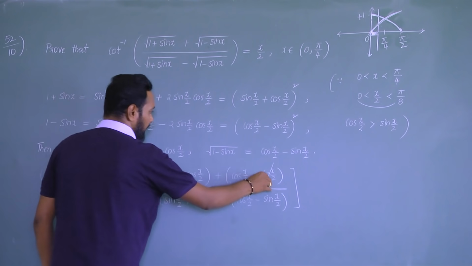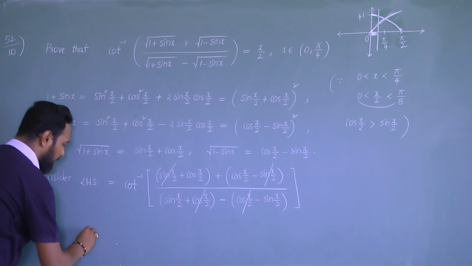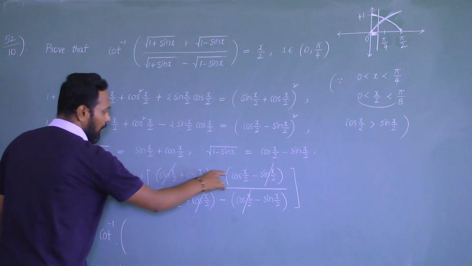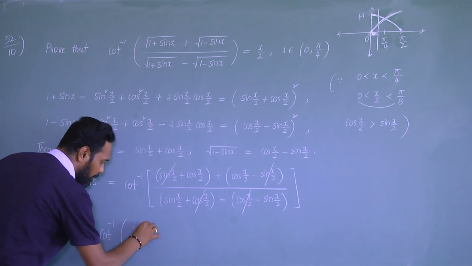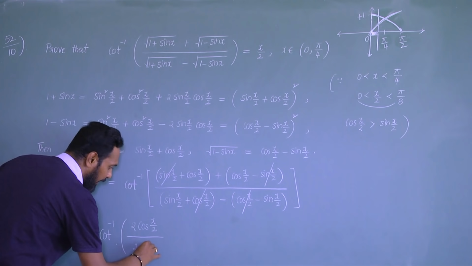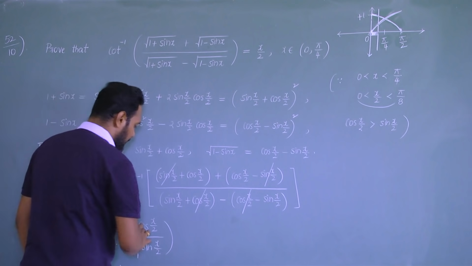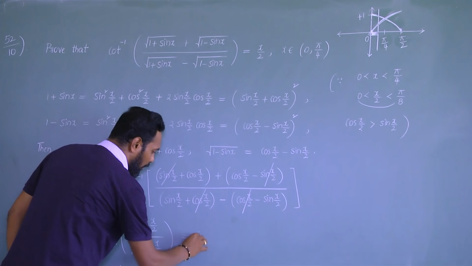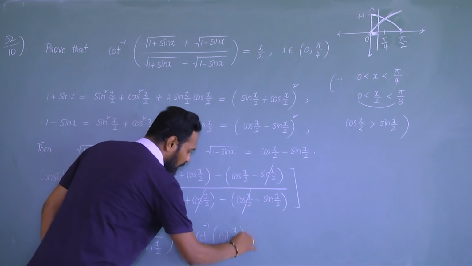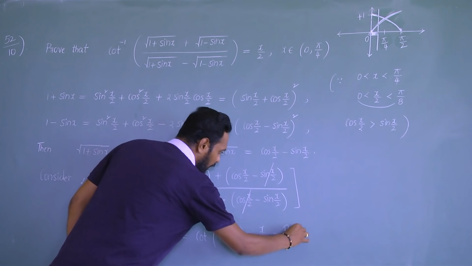Sin x by 2 minus sin x by 2 cancel. Cos x by 2 minus cos x by 2 cancel. That equals cot inverse of cos x by 2 plus cos x by 2, 2 cos x by 2, divided by denominator 2 sin x by 2. If I cancel 2, cos theta by sin theta is the formula for cot theta. So cot inverse of cot x by 2 equals x by 2, which equals the RHS, what they asked.